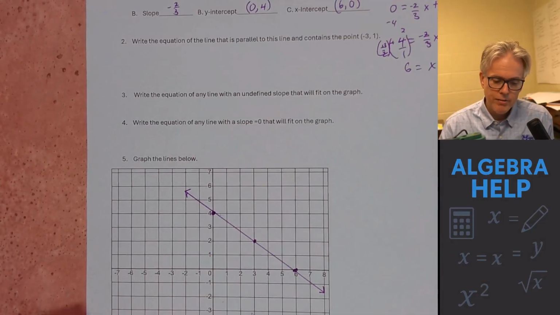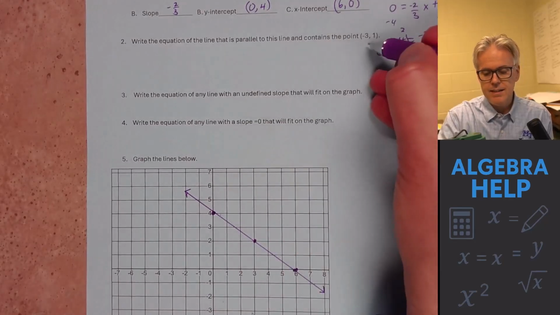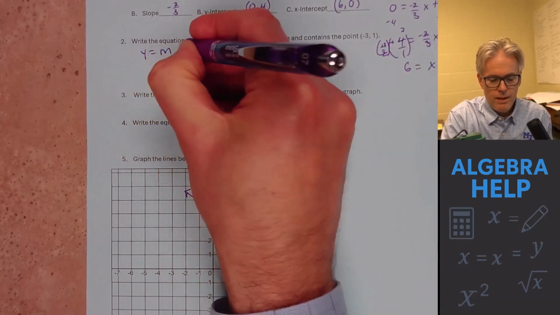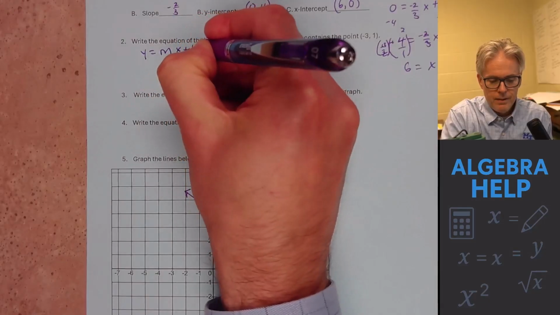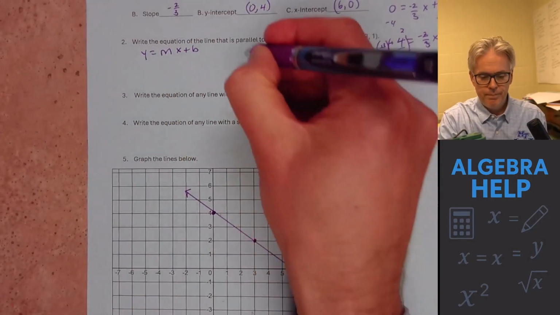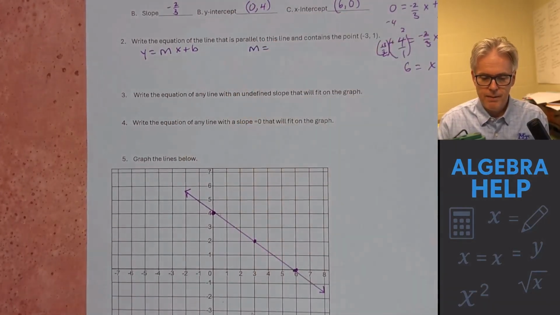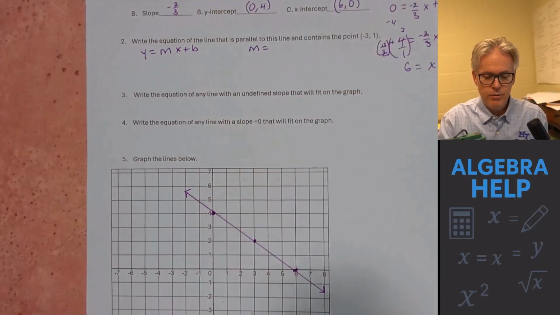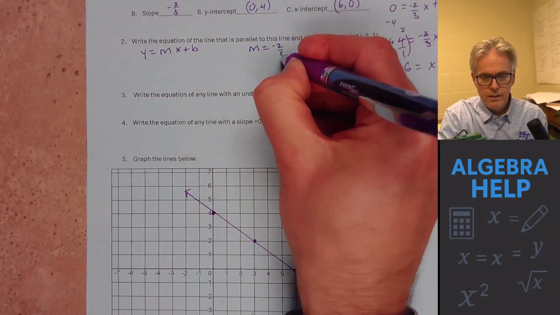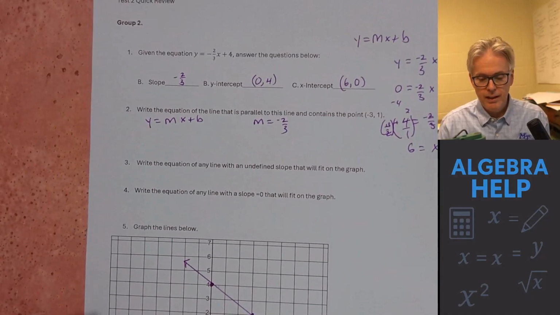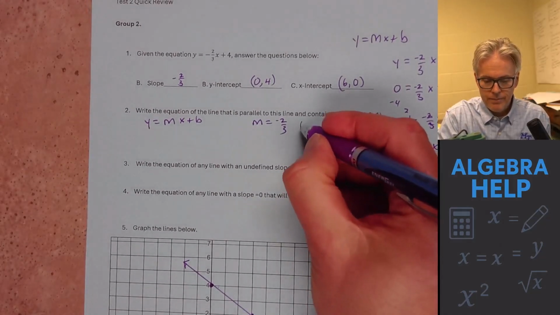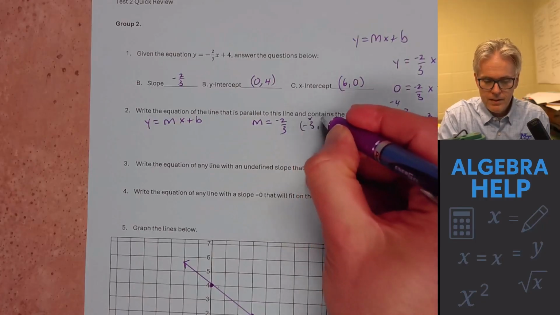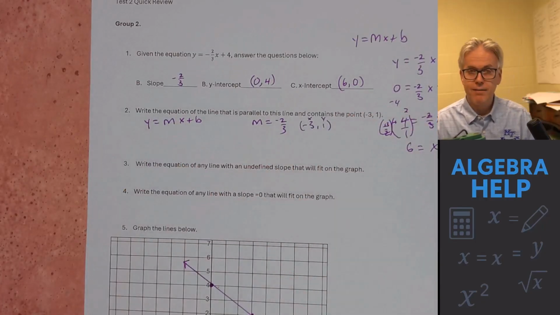Okay, write the equation of the line that's parallel to this line and contains this point at negative 3, 1. So recall, I've got y equals mx plus b. So what do I need? I need a slope. So what is my slope going to be? Well, the slope is going to be the same as this, negative 2/3. So the slopes of parallel lines are the same. And then here's my point, negative 3, 1. So there's the x and there's the y. And then I'm just going to use my formula and plug everything in.